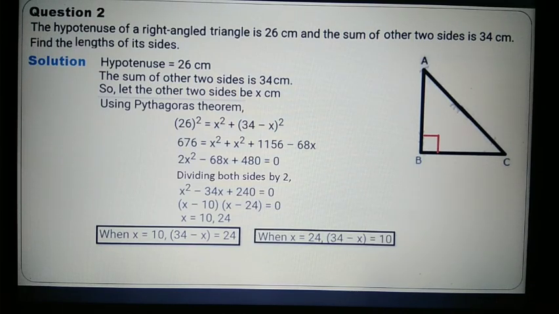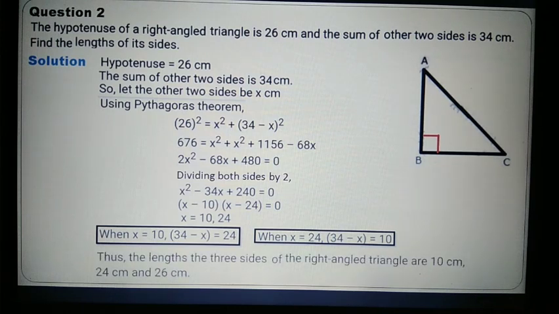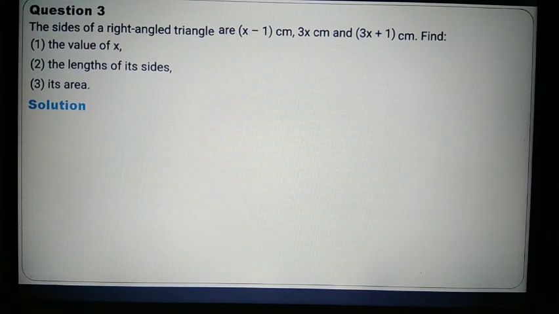So that's why the lengths of the three sides are: one is 10 centimeter, another has to be 24 centimeter, and the hypotenuse is already given to be 26 centimeter, right? So pause the video to note down. The next problem is there, so you will try this by yourself.